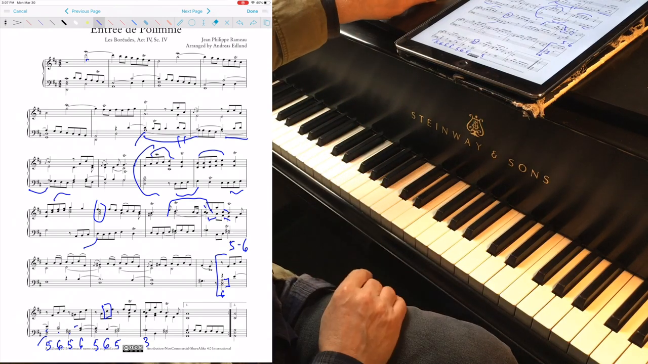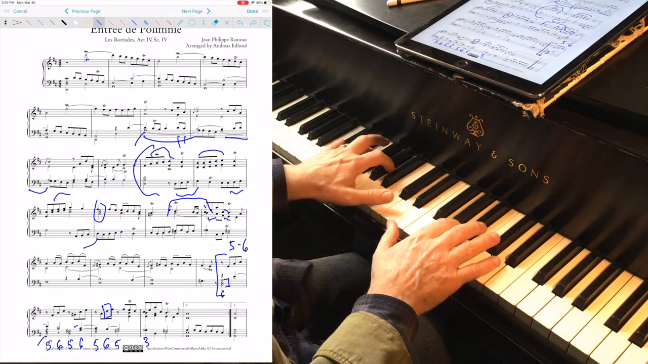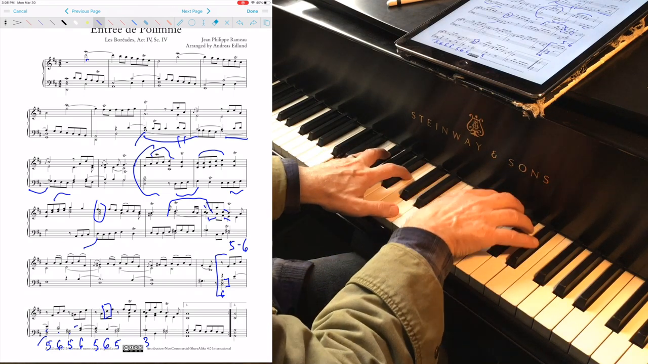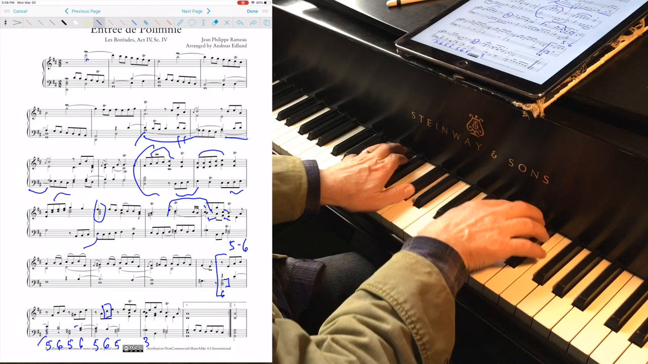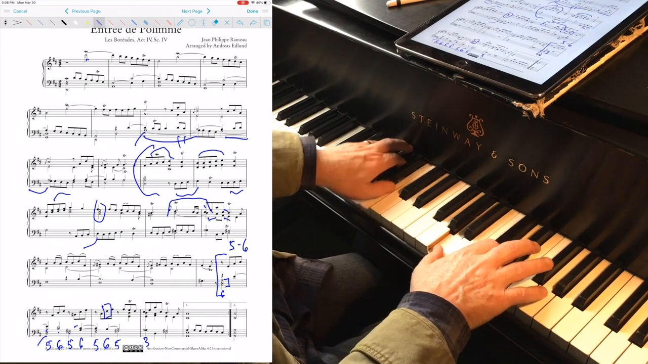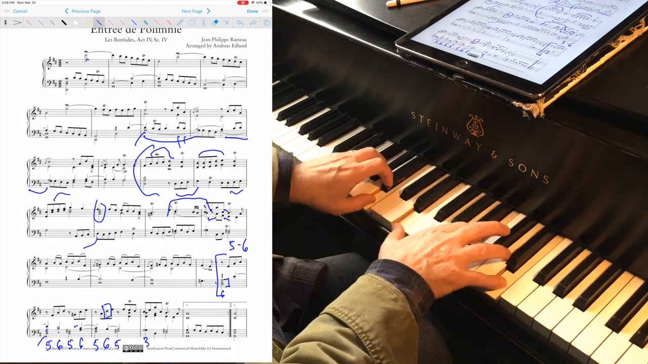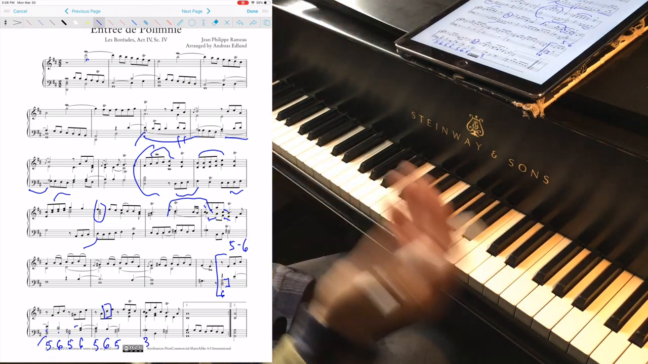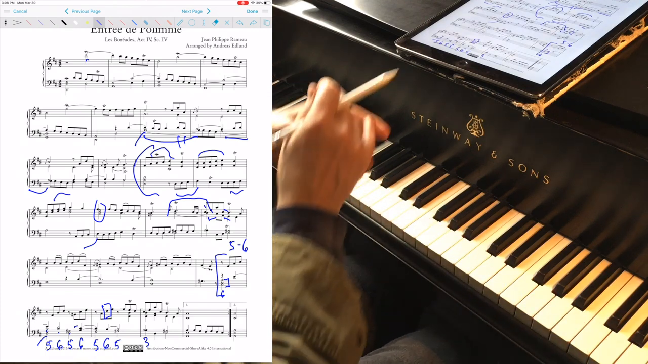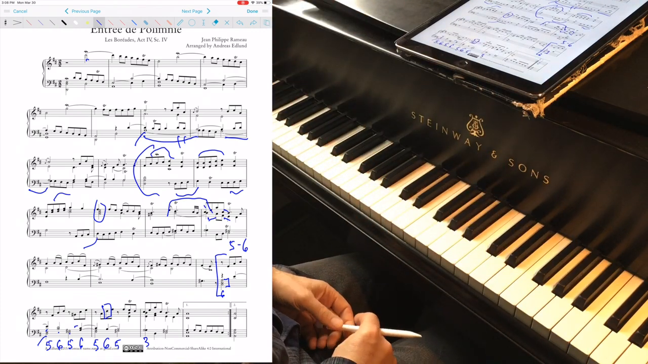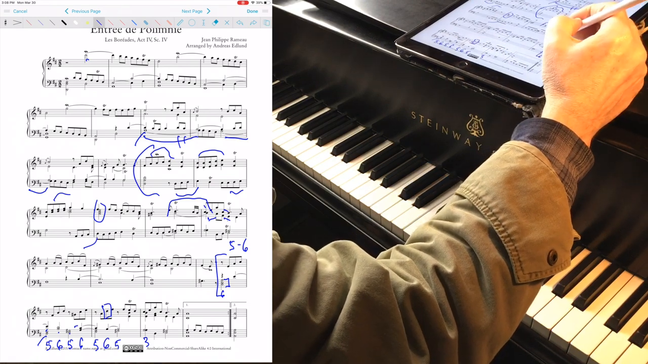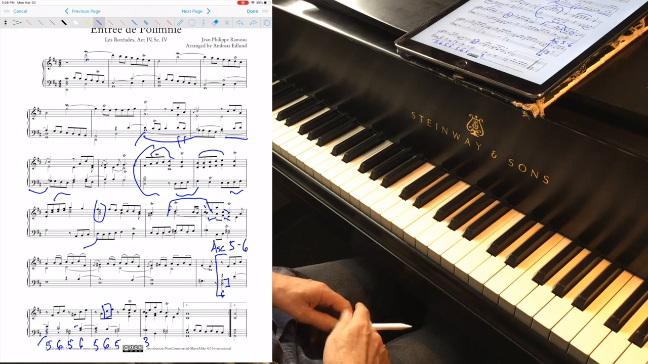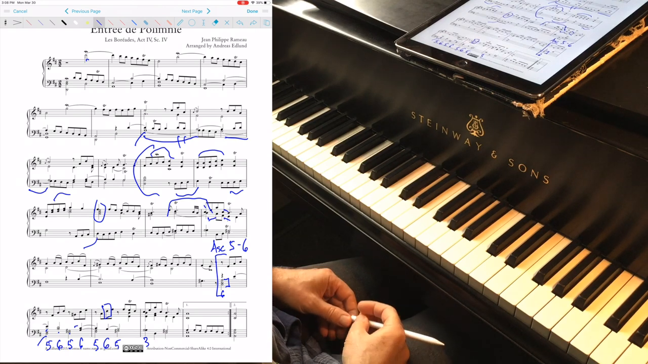Now let me play it as written, and you'll hear, harmonically, it's kind of the same thing. Okay, you can hear it's made out of that simple version. It's just elaborated much more. So this is known as the 5-6, or the ascending 5-6, and it goes up. And everybody who has studied partimento understands this.